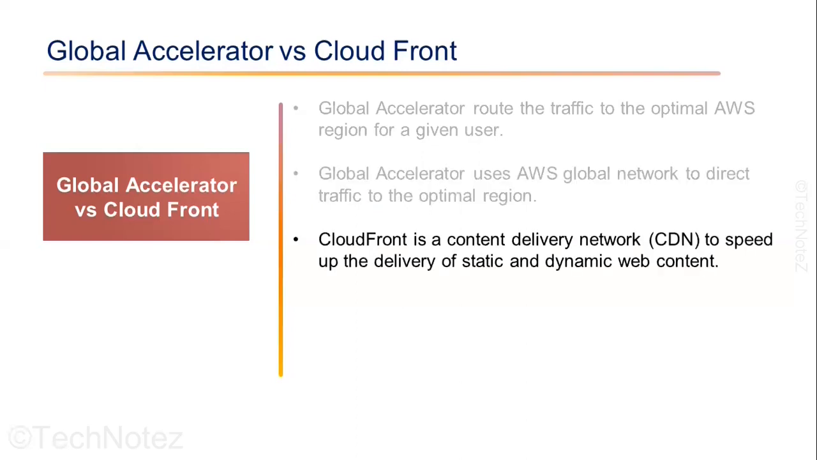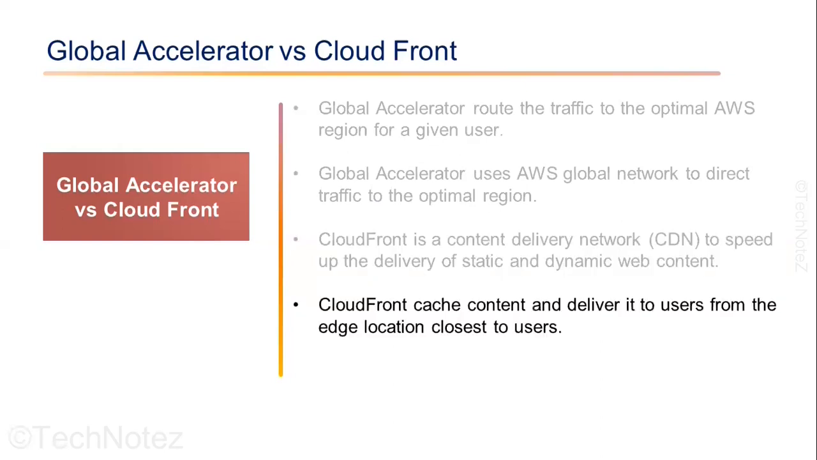Amazon CloudFront is a content delivery network that speeds up the delivery of static and dynamic web content to users. It uses a global network of edge locations to cache the content and deliver it to the users from the edge location that is closest to them. This can help to reduce the latency and improve the performance of web-based applications for users around the world. In summary, AWS Global Accelerator routes the traffic to the optimal AWS region for a given user, while CloudFront speeds up the delivery of the content to the user. They both can be used to improve the application performance, reduce latency, and increase the availability, but are intended for different types of traffic and different use cases.